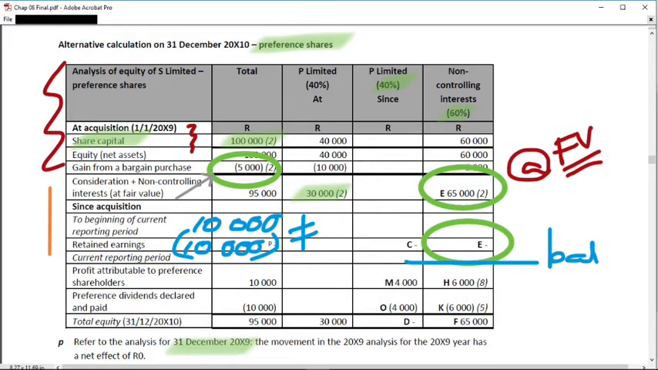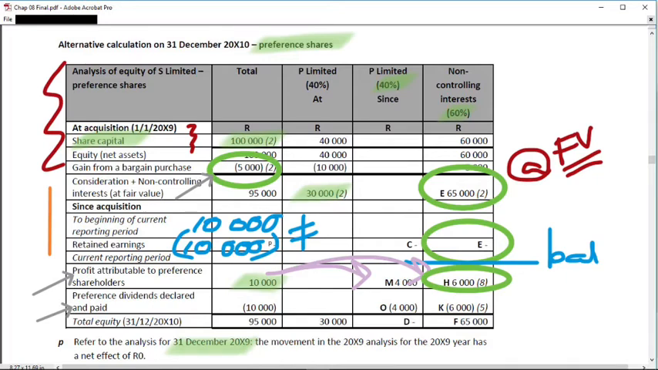Here we have to work with profit and dividends because we're working towards the statement of changes in equity. Here we first attribute the 10,000, which we've excluded from the profit in the ordinary share analysis. This then gets attributed to parent and NCI, and you'll need a journal for profit attributable to NCI for the 6,000.